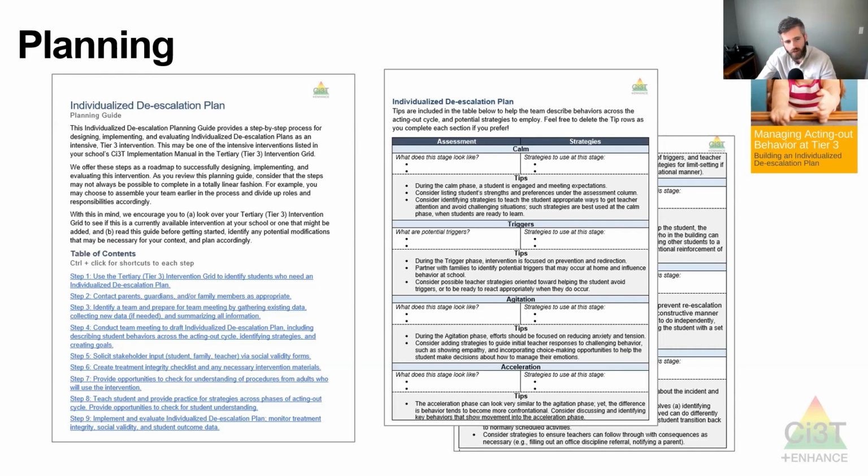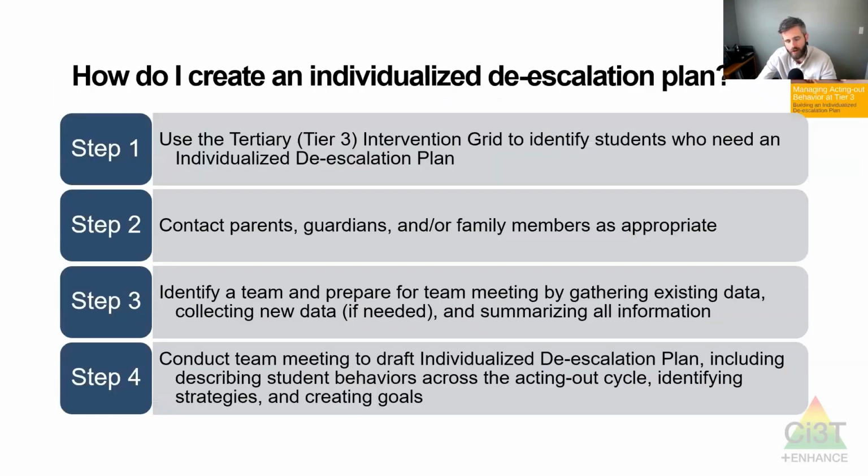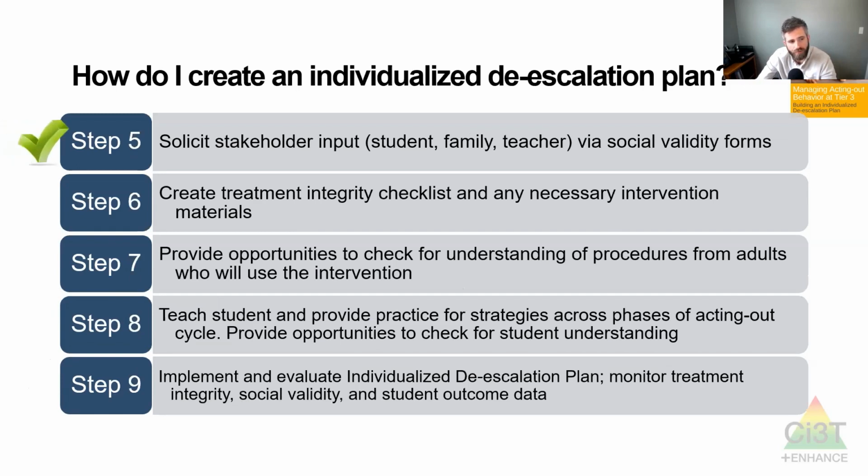This module has a comprehensive guide for how to put together these plans, including a step-by-step process that's going to walk you through each of 8 steps, from using data to connect students to supports, to putting together a team that includes teachers, interventionists, the student's family members, and the student themselves, having a team meeting to identify the specific behaviors that happen at each stage of the acting out cycle, and coming up with strategies we can use at each stage to respond and prevent the escalation of behavior.